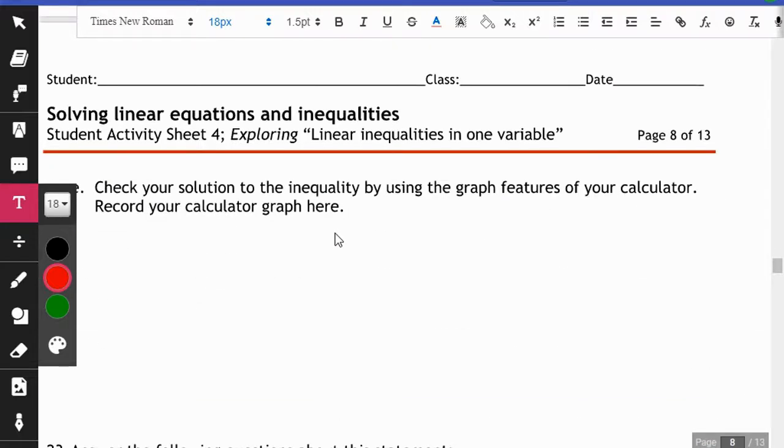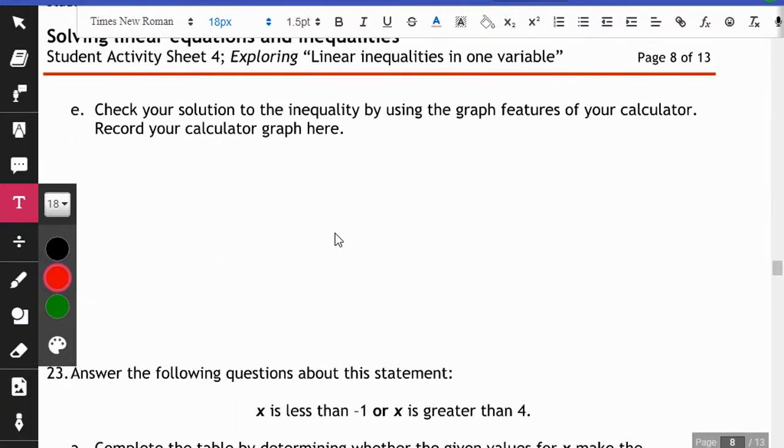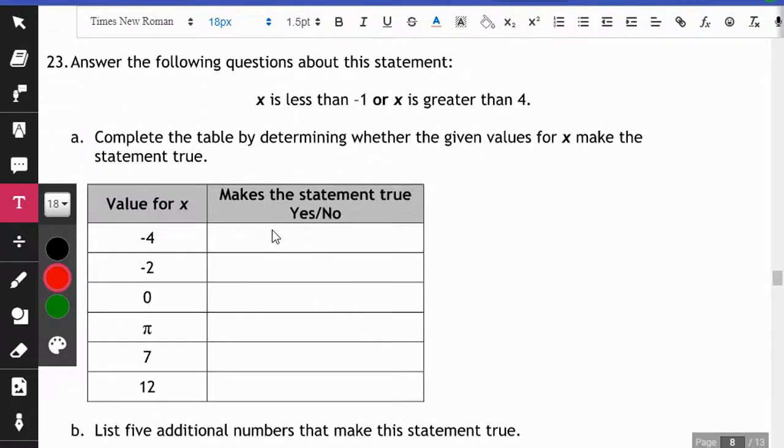Check the solution to the inequality using a graphing calculator. Yeah, we just check it on Desmos. And answer the following questions about the statement: X is less than -1 or X is greater than 4. Complete the table by determining whether the given values of X make the statement true.